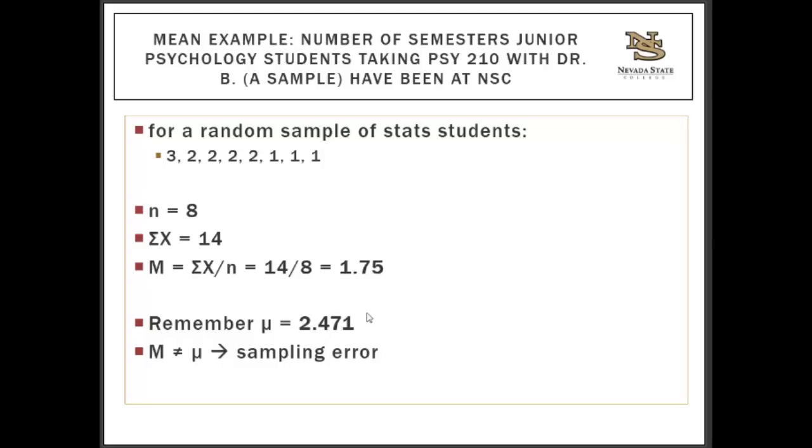In most cases, even if we had a truly random sample, this is more of a convenient sample. Maybe I just sampled my particular students. But even if you had a random sample of all junior psychology students at NSC, you would still see a discrepancy between the sample and the population mean. And again, that is sampling error.